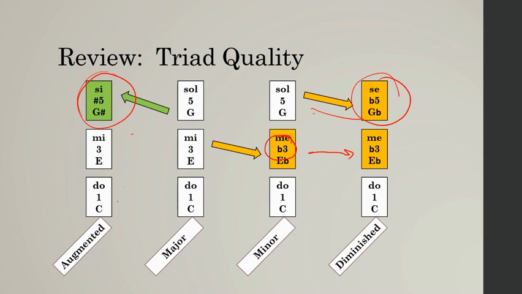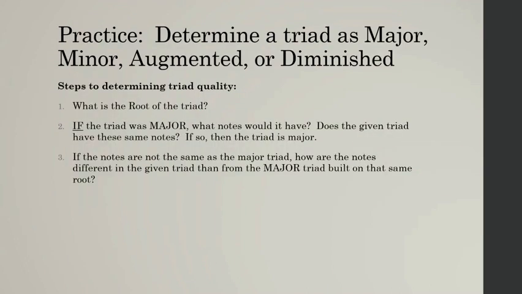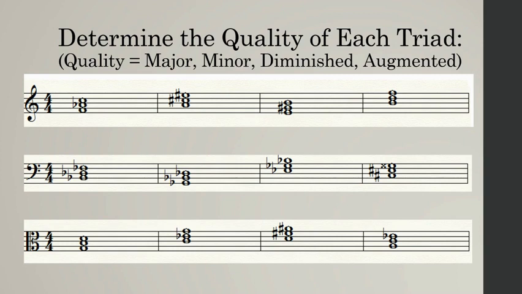So that's why it's good to have the chart, because you can always go off of the major to determine what happened. So this is just another practice. You're supposed to determine the quality: major, minor, diminished, or augmented. So pause and do that.